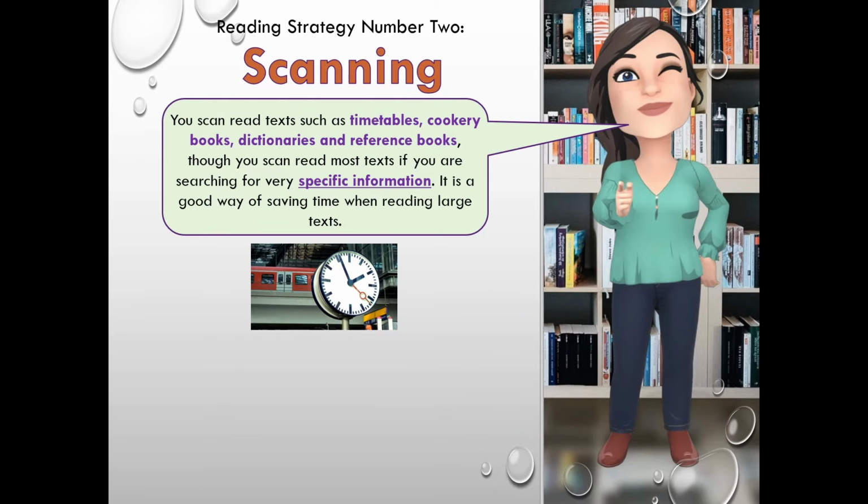You normally scan read text such as timetables, bus timetables and travel timetables. You've got an idea of what time you need to get to a destination, so with that in mind you're scanning for an appropriate mode of transport at a certain time. Cookery books, you're scanning for a certain recipe. Dictionaries, you're scanning for a spelling. So you've got something in mind, a piece of specific information that you're looking for.